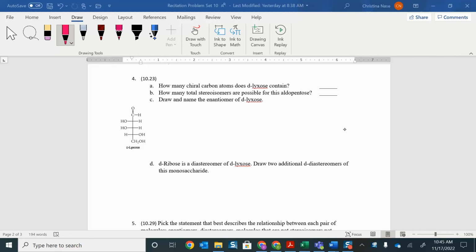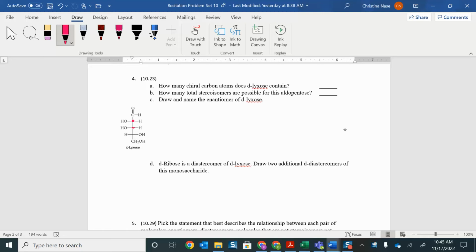Anytime you see an intersection of lines here, this represents a carbon, and this carbon has an OH and an H. It's got this aldehyde group and has all of that attached to it. So those are 4 different groups. That's going to be a chiral carbon. This one over here, same deal. It's got a hydrogen, a hydroxide, a whole bunch of stuff over here, a whole bunch of stuff down there, and it's not the same. So that's going to be chiral.